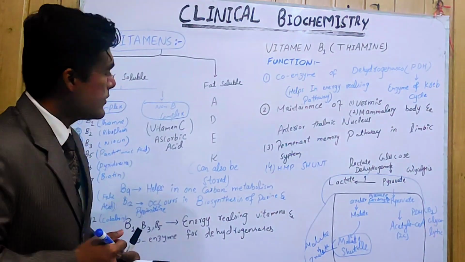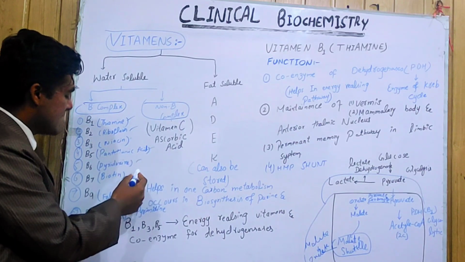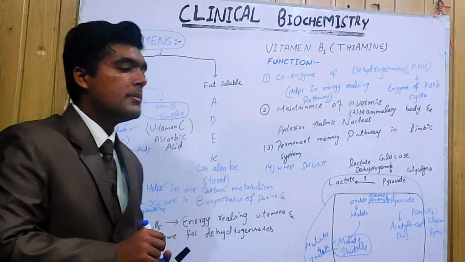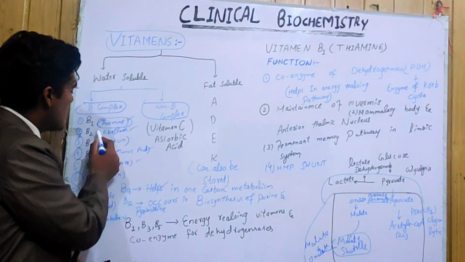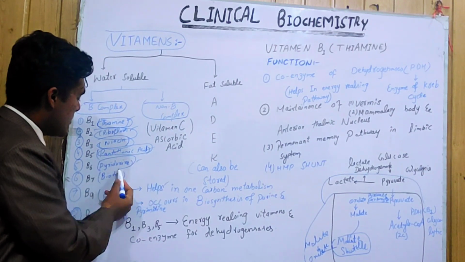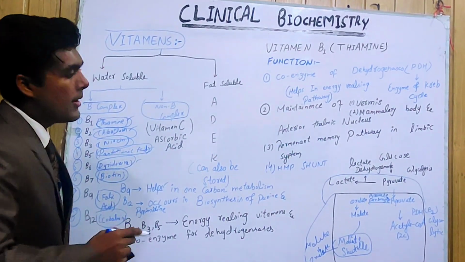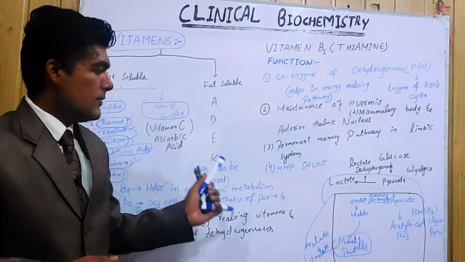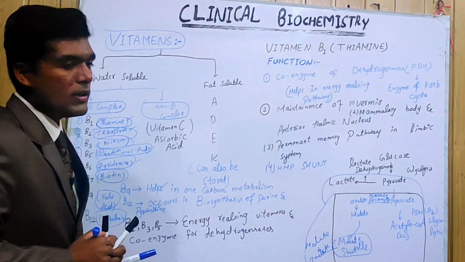B complex containing includes B1, B2, B3, B5, B6, 7, 9 and 12. Remember, B4 and B8, there is no vitamin from their names. B1 we have name thiamine, B2 riboflavin, B3 niacin, B5 pantothenic acid, B6 pyridoxine, B7 biotin and B9 folic acid, and B12 cobalamin. We have two other names for cobalamin, which are cyanocobalamin and methylcobalamin, which is vitamin B12. And we are going into detail of each and every one by one.